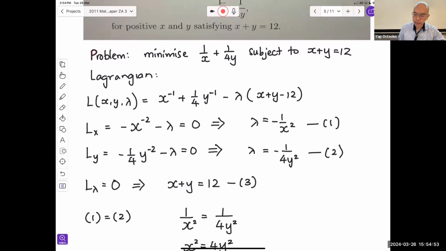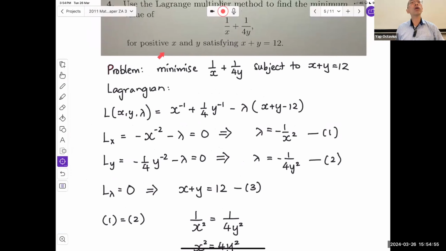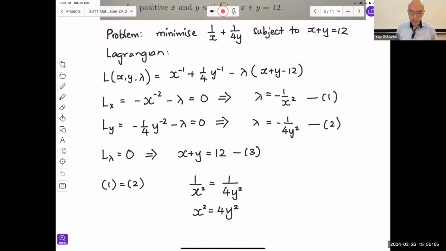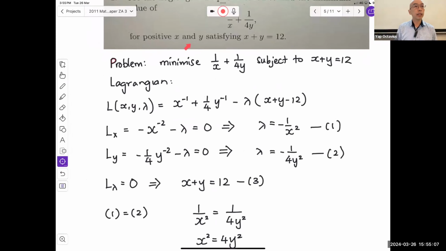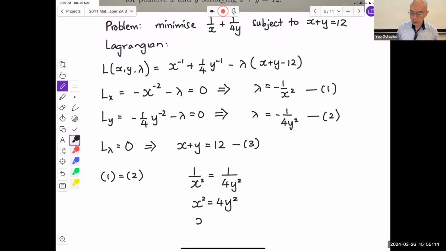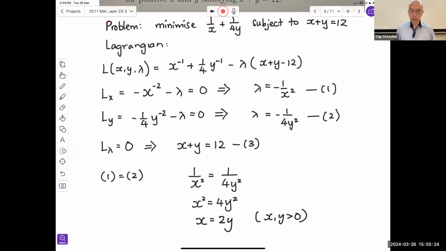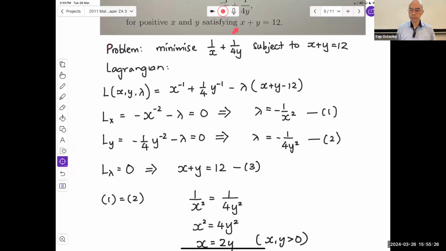And because the question says positive x and y, we just take the square root, no need for plus minus. Can? Otherwise, if this statement is not there, you need to consider plus minus. But this statement is there. Once I take the square root, I'll get x equals 2y. Okay, and then I'll just say that xy is more than 0, based on the statement above. This part.